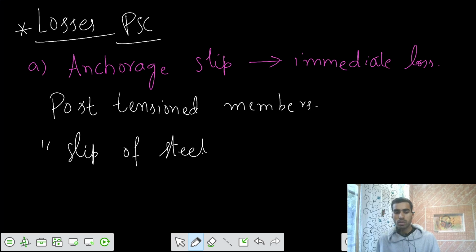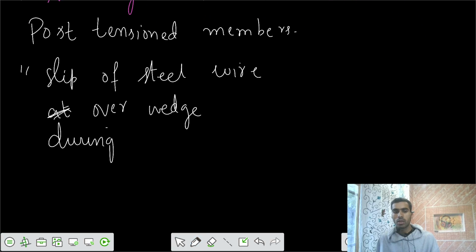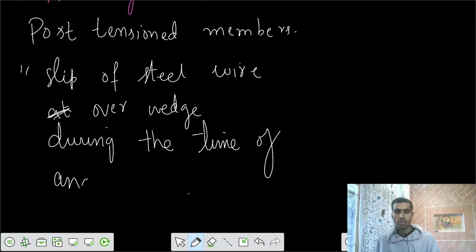There is slip of the steel wire at the wedge, over the wedges, during the time of pre-stressing, or we can say during the time of anchoring the wire. So this is your loss, that is anchorage slip, anchoring the steel wire.